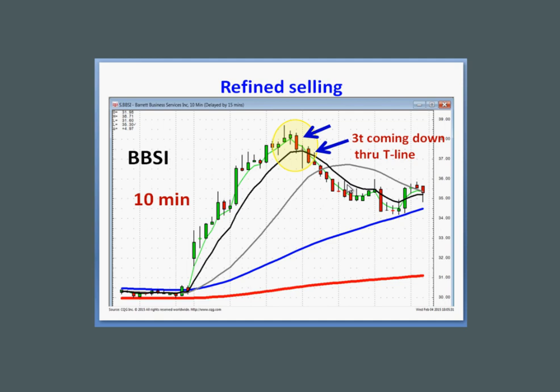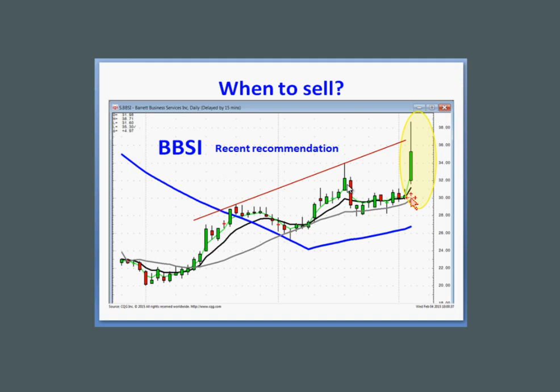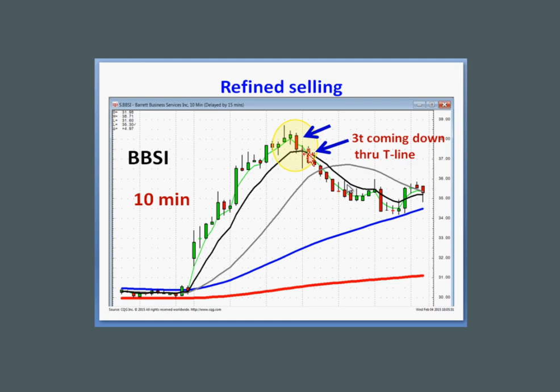If you're up 14%, 18%, 20% in one day, most people are happy to make 10% on their portfolio in a year. We're looking for trades where we're looking for that big move. Then we've got a much easier criteria for telling us when to take profits.